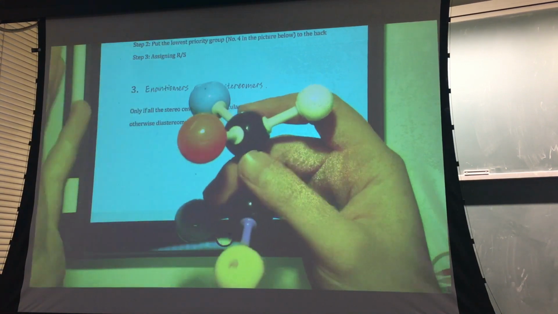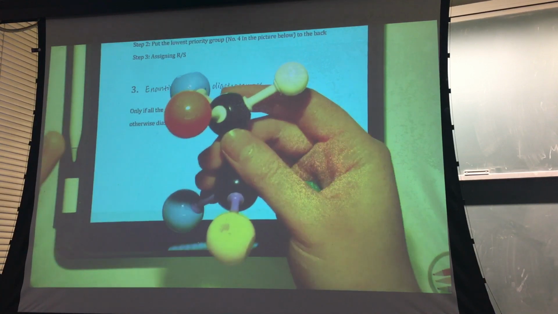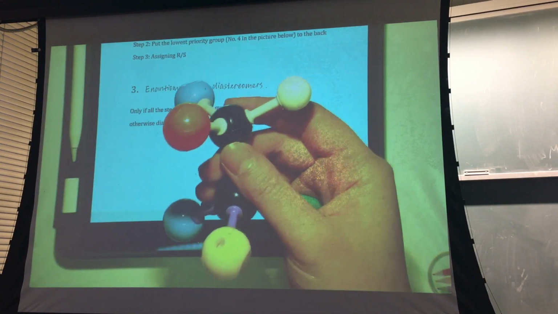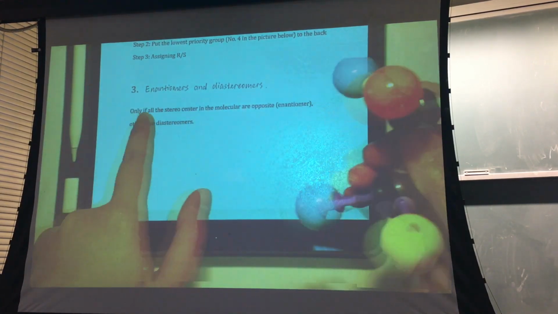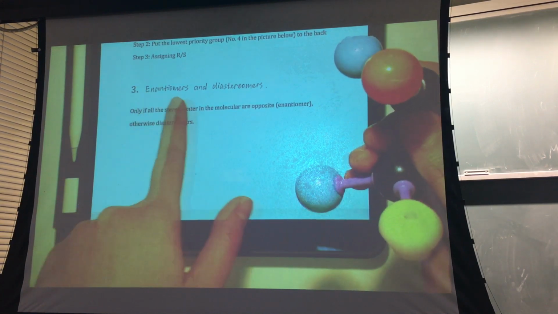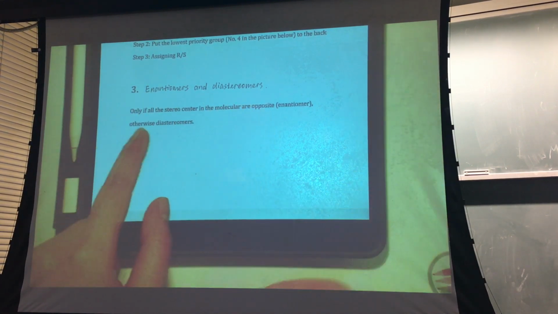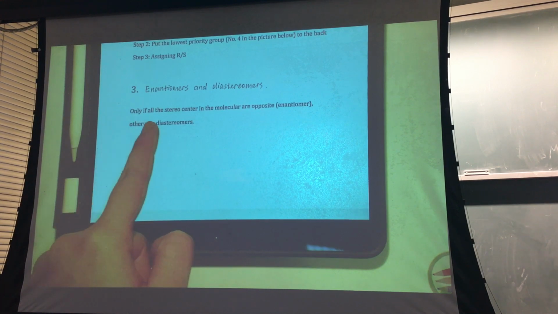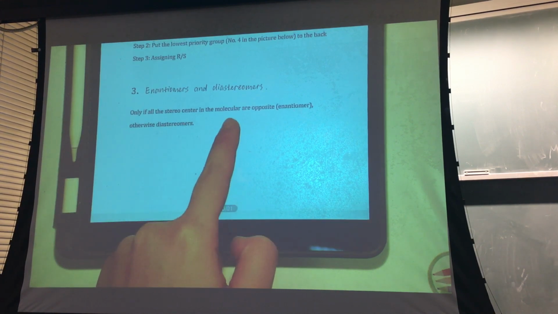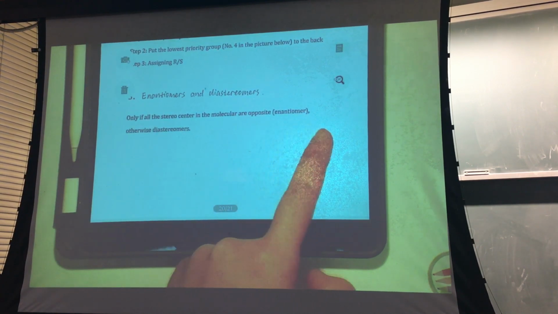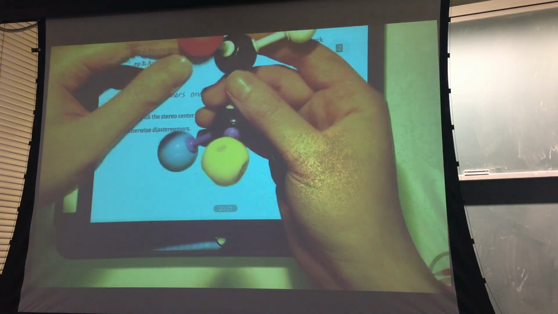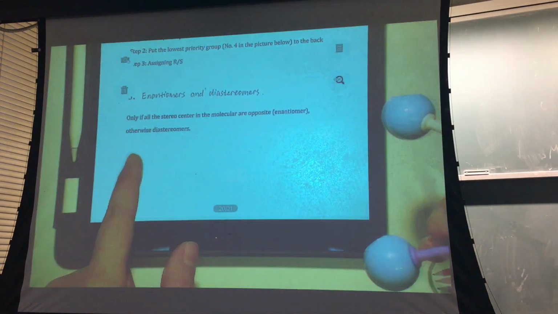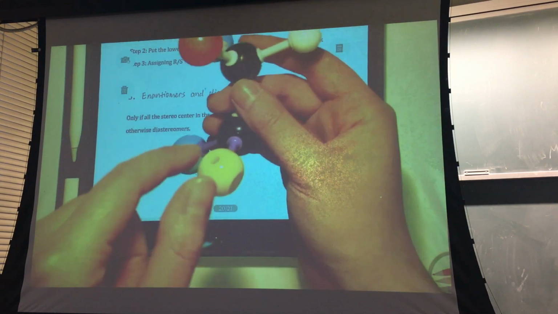So how do I know that? The relationship between these 2. That's the relationship we're talking about with enantiomers and diastereomers. So that's the rule I use. Only if all the stereocenters in the molecule are opposites, they're enantiomers, which in this case is not true, because I only changed 1 carbon. Otherwise, they are diastereomers, which is this case.